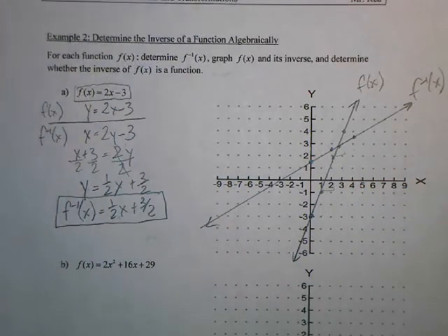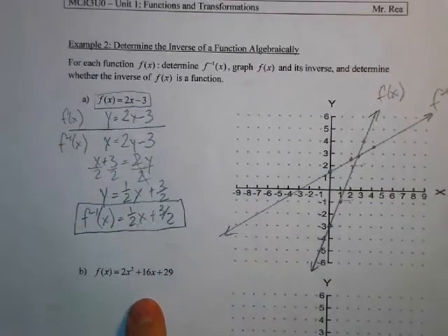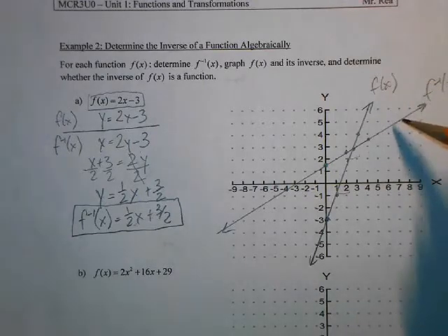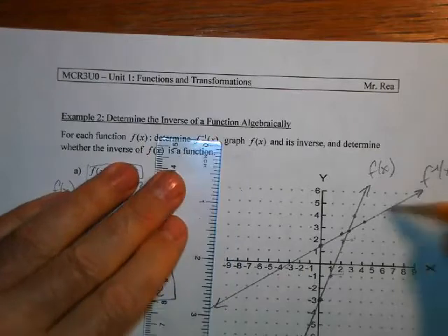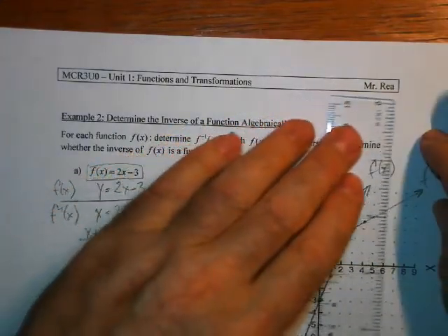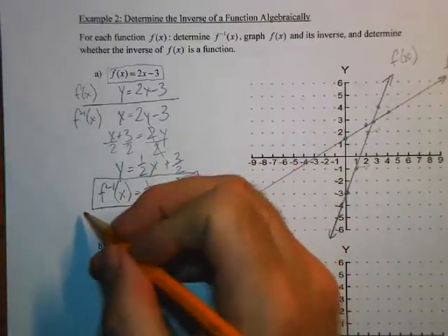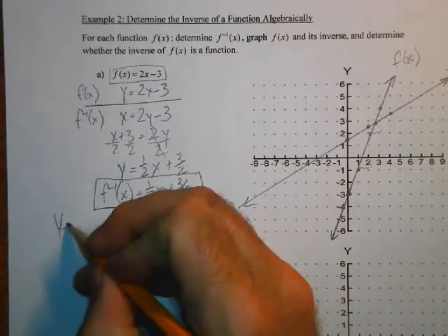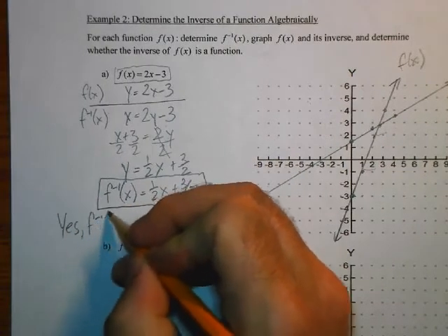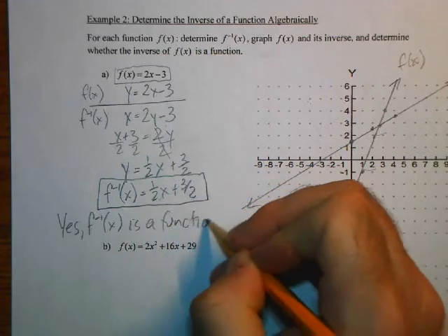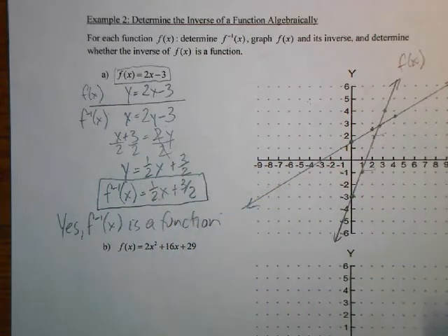Okay, the last thing we're asked to do here was determine whether the inverse, f inverse of x, is a function, and it's not too hard to tell if you did your vertical line test of this line here. That's definitely a function. So in this case, we can state yes, f inverse of x is a function. And because we had the graph here, we could use the vertical line test for that.